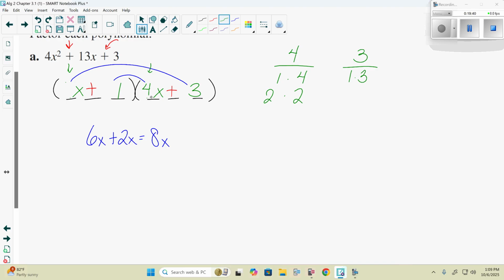And when we check this here, x times 3 would be positive 3x. 1 times 4x is plus 4x, giving us 7x. Is that the middle term we wanted? No. Do we want to switch the 1 and 4 or 3 and 3? Or 3 and 1? We just have to pick one of them.